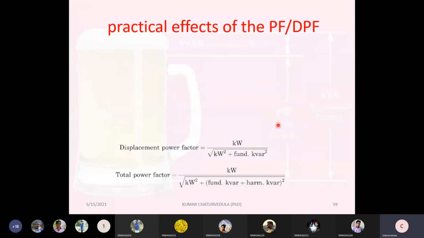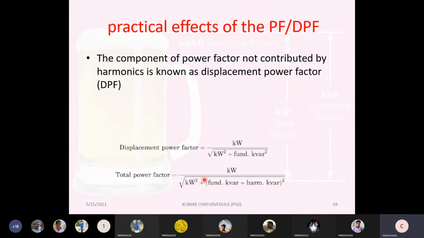We are calling it total power factor, where you can see the formula: kilowatt divided by the square root of kilowatt squared plus fundamental kVAR plus harmonic kVAR. Another component of power factor is displacement power factor, where there is no harmonic component of kVAR present. The power factor not contributed by the harmonics is known as displacement power factor.